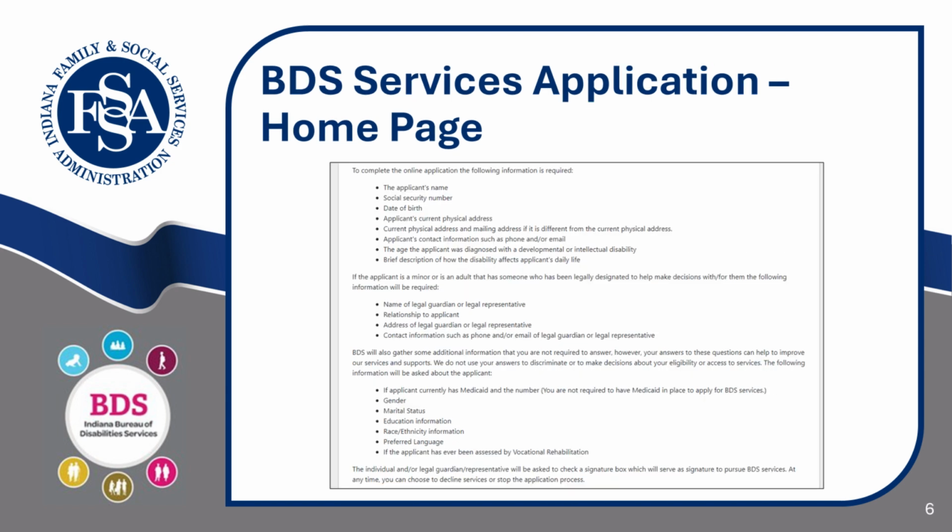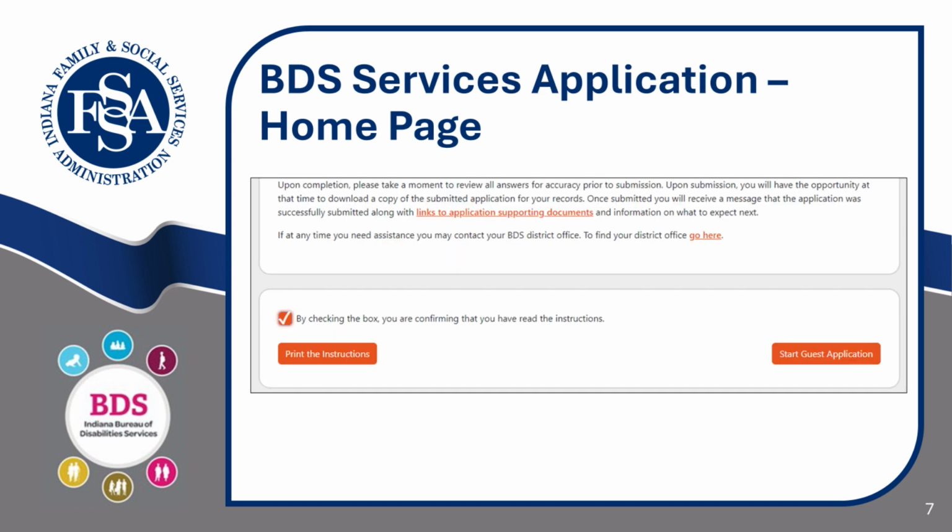The homepage goes on to inform the applicant of the required information that needs to be provided in the application and the additional information that is required if the applicant is a minor or is an adult that has someone who has been legally designated to help make decisions. Finally, the application provides the user with links for application supporting documents and district office locations in Indiana. The bottom section has a checkbox that the user must check to confirm that the homepage instructions have been read. This must be checked before the Start Application button is available.